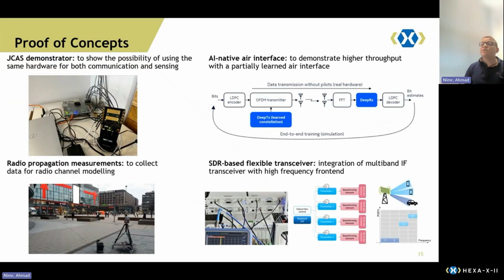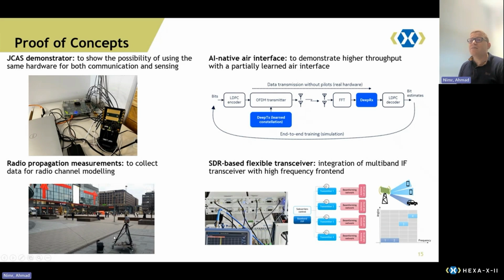Finally, we have the proofs of concept for prototyping to evaluate some of these enablers. For instance, about the JCAS demonstrator, this is where we show the feasibility of using or sharing the hardware and spectrum between communication and sensing functions. One proof of concept on showing the AI-native air interface about learning the constellation, and this is also to be demonstrated.